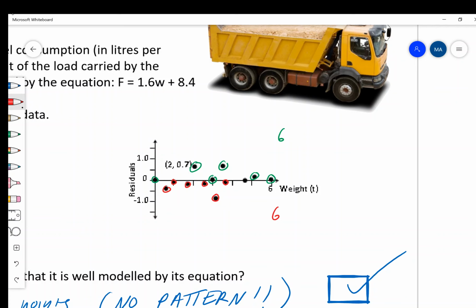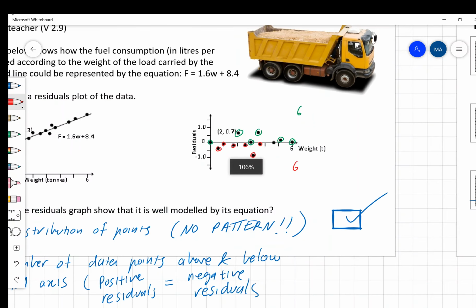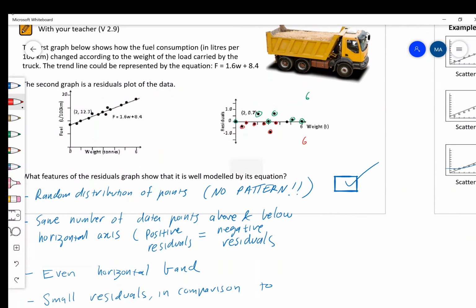Now, I haven't done anything with this one here. I find it hard to tell whether or not that's above or below or exactly on the horizontal axis. But in the end, it kind of doesn't matter if you think about it, because we've got an odd number of points here. If there's an odd number of points, then it's not really possible to have the same number above and below. But if we consider this point here to be right on the line, then we certainly have an even number above and below the x-axis, and that's about as close as we can get. So I'm going to say we've ticked that box as well.